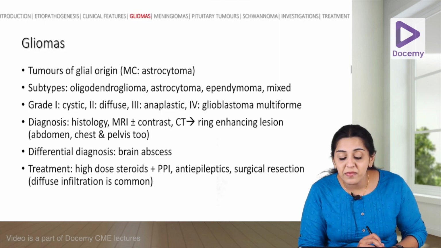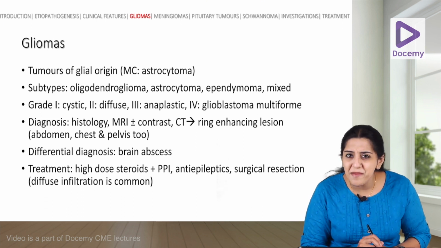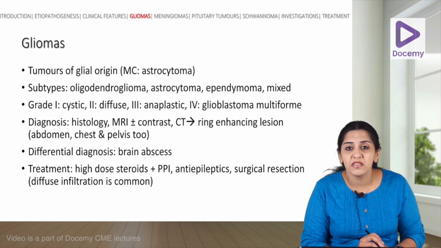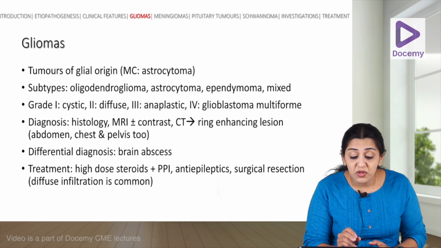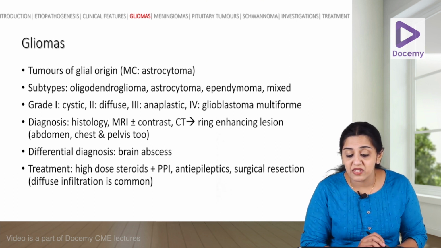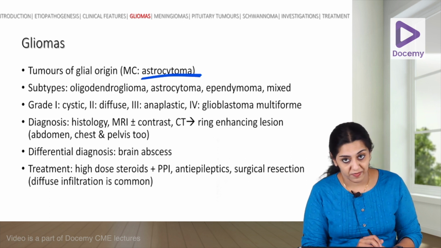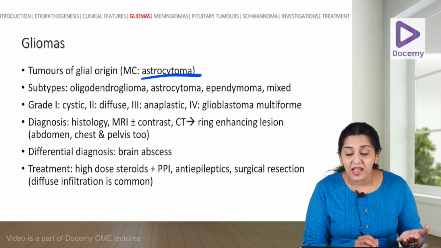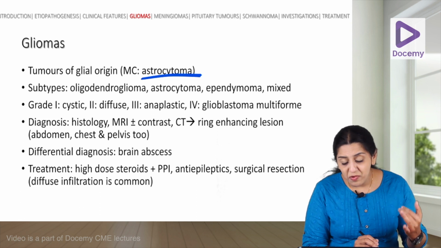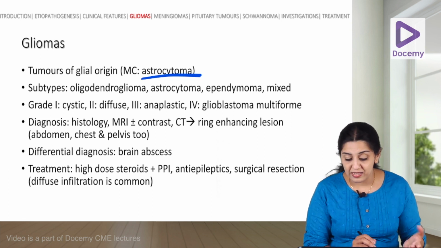Okay. Now coming to gliomas. Gliomas are an important group of tumors because they are very aggressive. So tumors of glial origin, as the name suggests, are gliomas, and the most common one is astrocytoma. Okay, there are subtypes like oligodendroglioma, ependymoma, astrocytoma and mixed varieties.